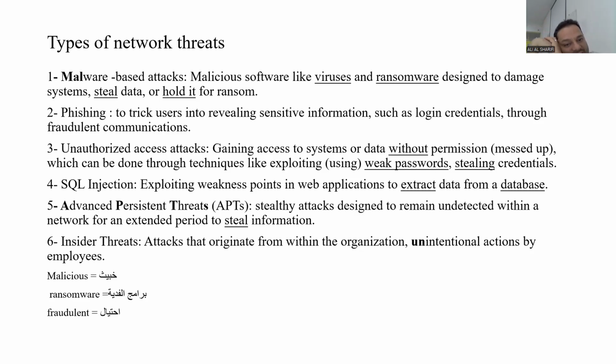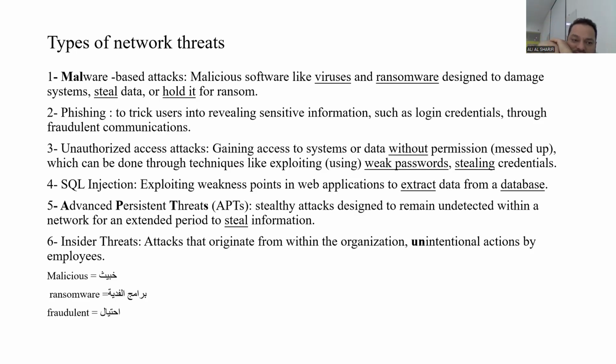Unauthorized access attacks: gaining access to a system or data without permission. Without permission means someone will control your PC somehow, or come into your PC by some illegal way, maybe by using your weak password or stealing your password. And another thing with your budget will be stealing information about your credentials, your credit card.